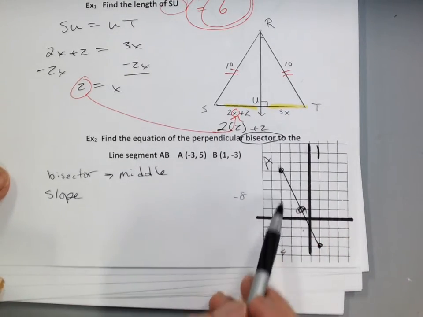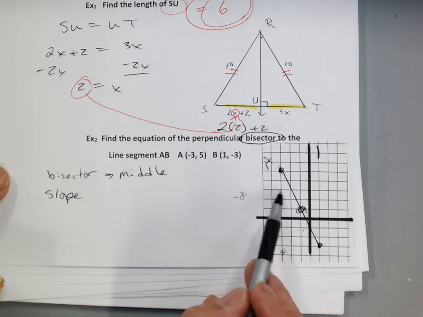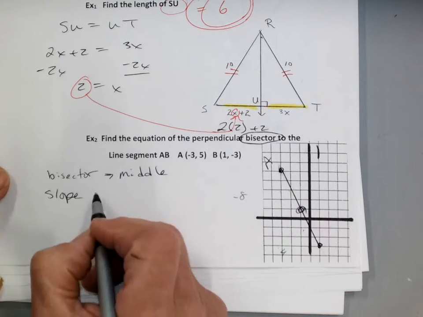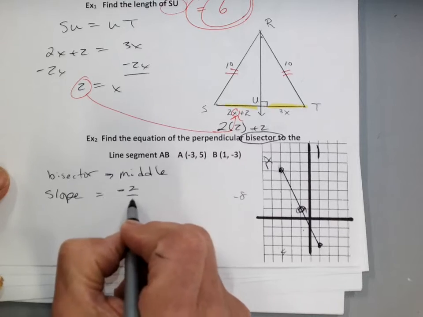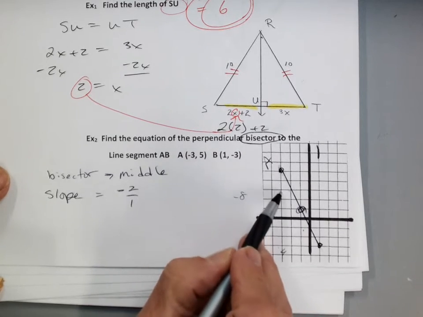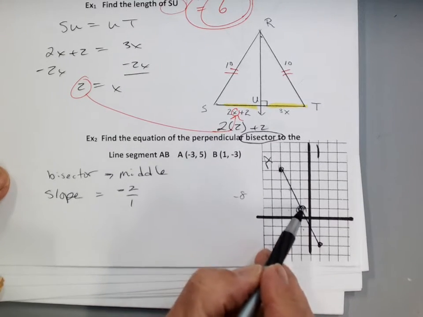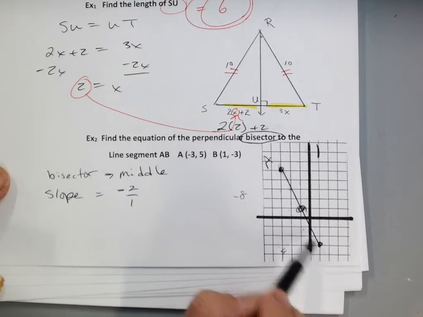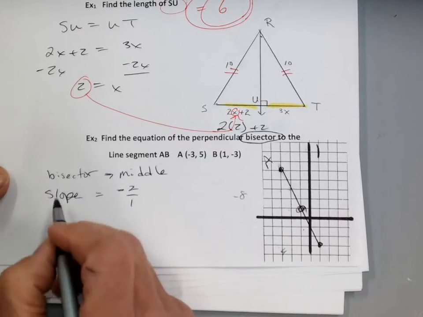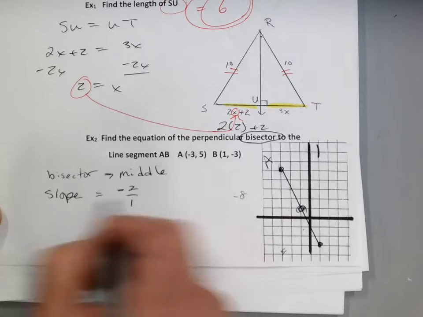If it's down, it looks like it's down 2 over 1. The slope of AB seems to be down 2 over 1. Let's check it out. Down 1, 2 over 1. So the slope is down 2 over 1. So now the perpendicular slope, okay.